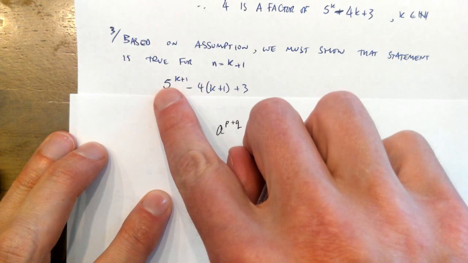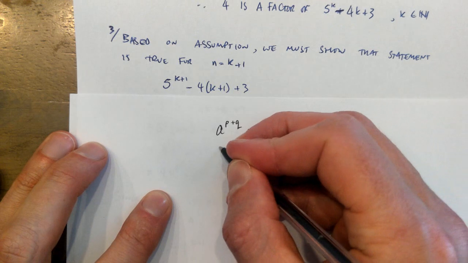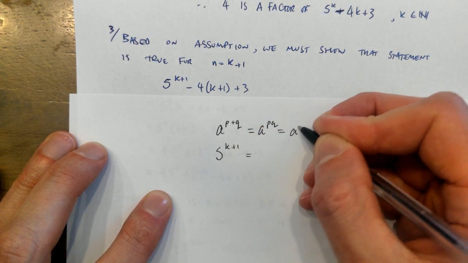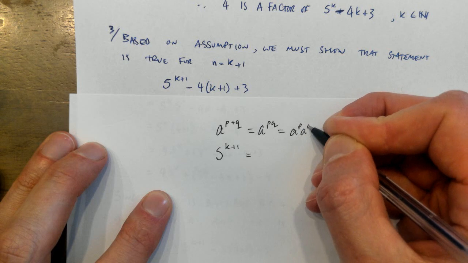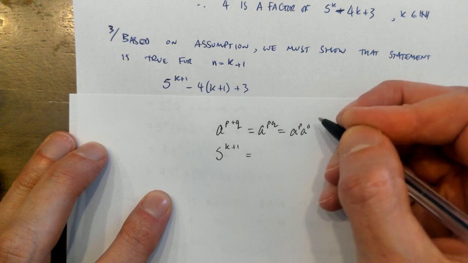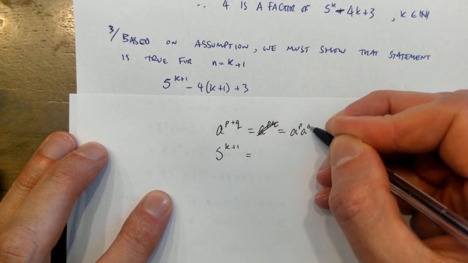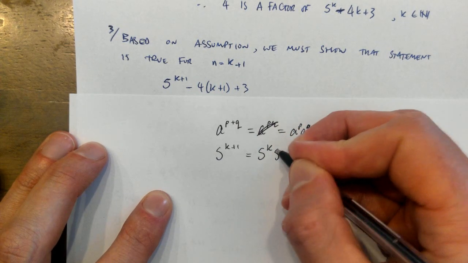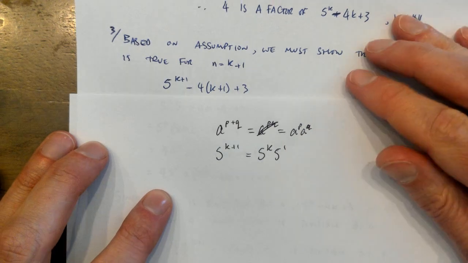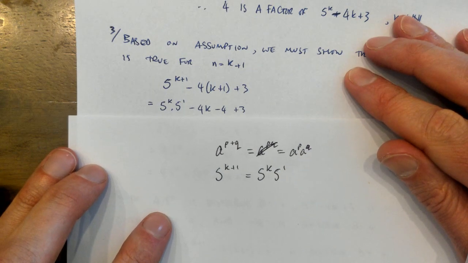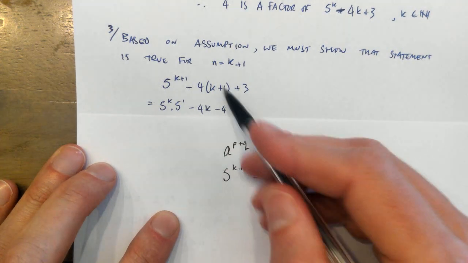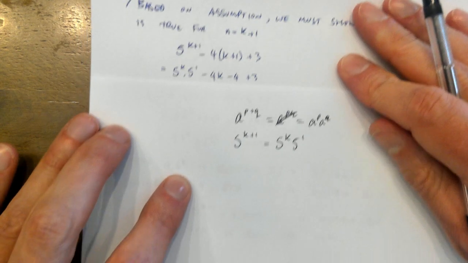So we're going to change this. So 5 to the k plus 1 is the same as, sorry, that's not right there. It's a to the p, a to the q, which is equal to 5 to the k, 5 to the 1. Right, so we're always going to do that trick. Use our knowledge of indices, multiply out the bracket as well, so we end up with this.